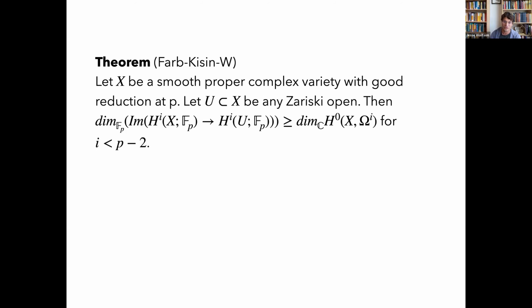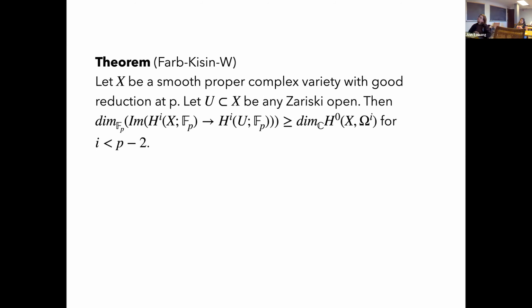All right, so the main topological theorem that makes this work is, if you hand me a smooth complex projective variety satisfying some arithmetic condition, and you hand me any Zariski open, then I can ask how big is the image, or how much of the cohomology survives restriction to that Zariski open? And here I want to say the mod P cohomology.